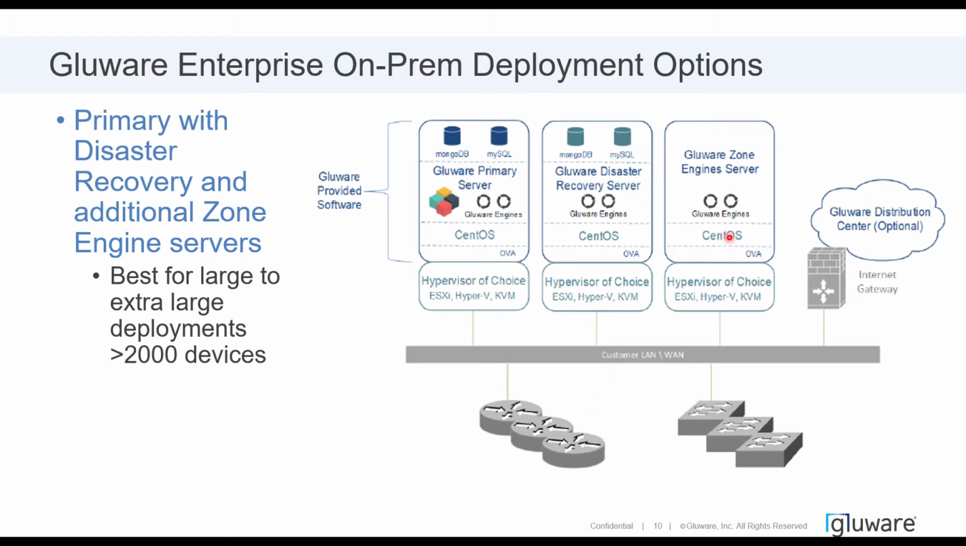But if, let's say, that VM were to crash or something were to happen in that infrastructure, they would fall back to the primary engine server if there wasn't another Zone Engine available in that region. So it gives you a high degree of scale. It gives you a high degree of uptime or availability in your infrastructure.